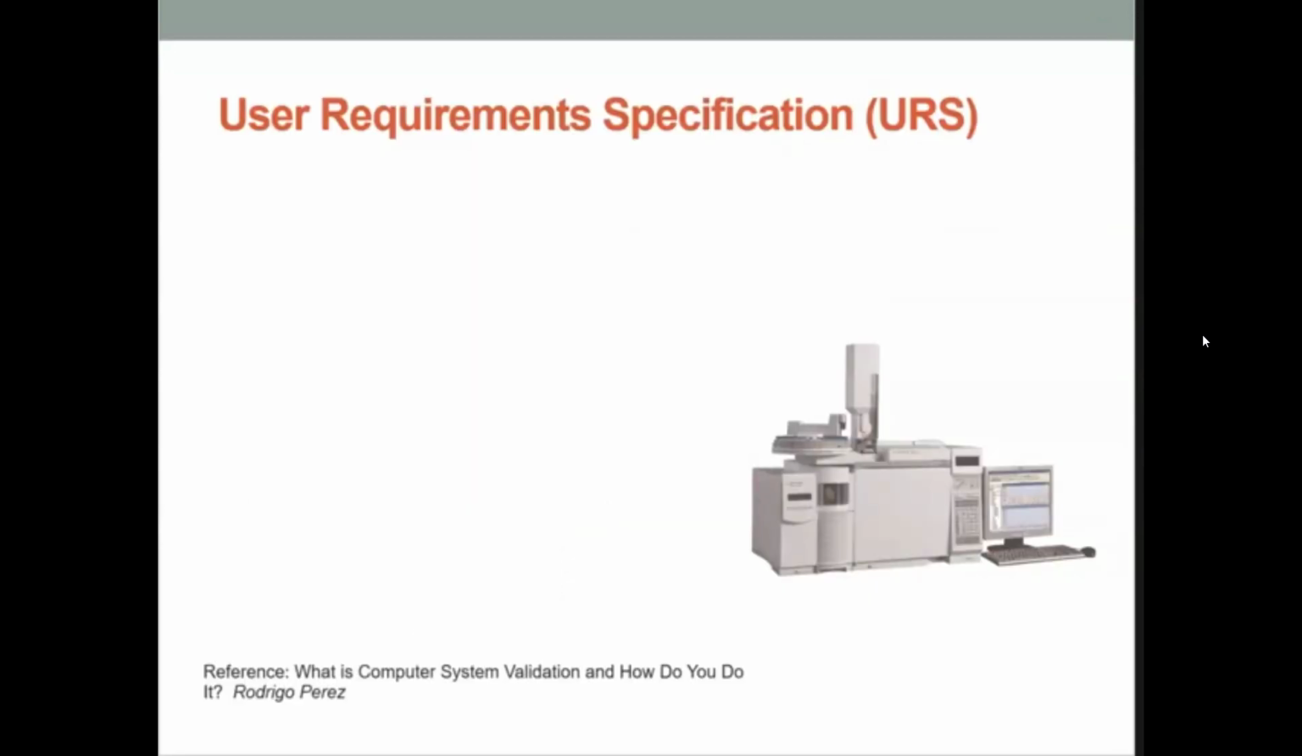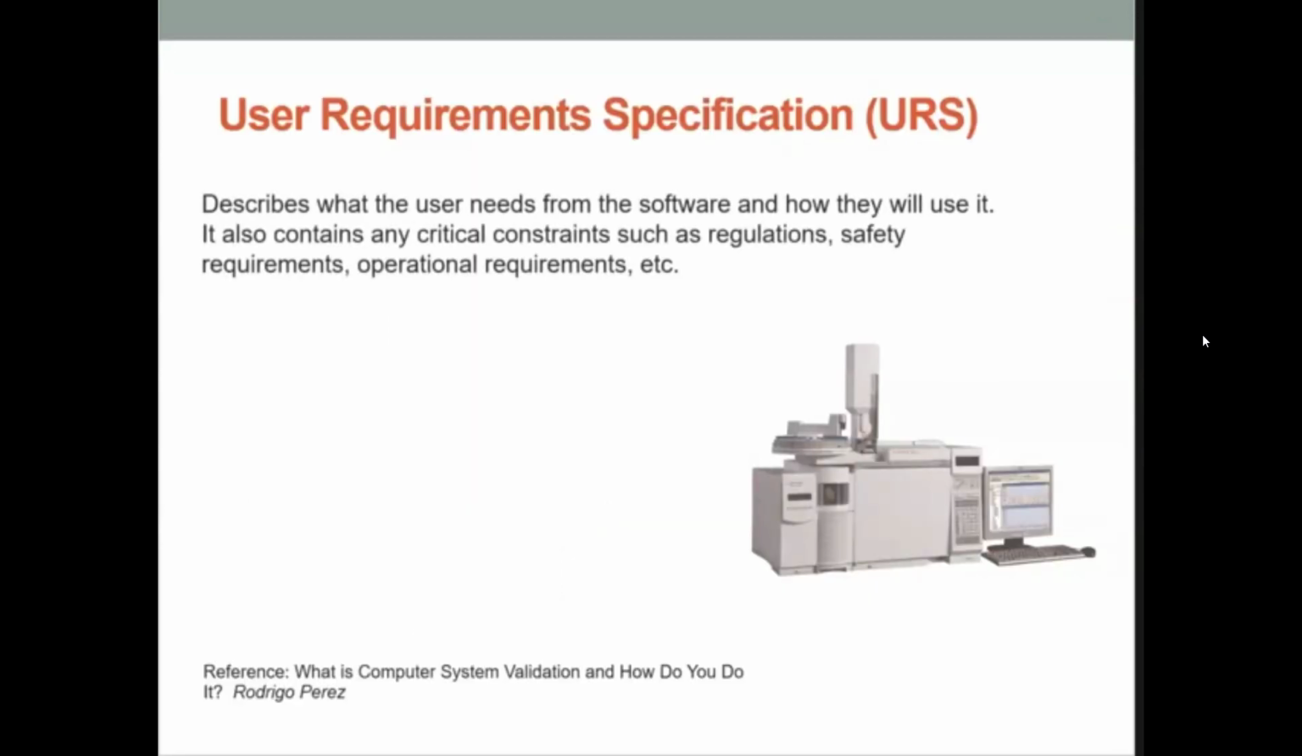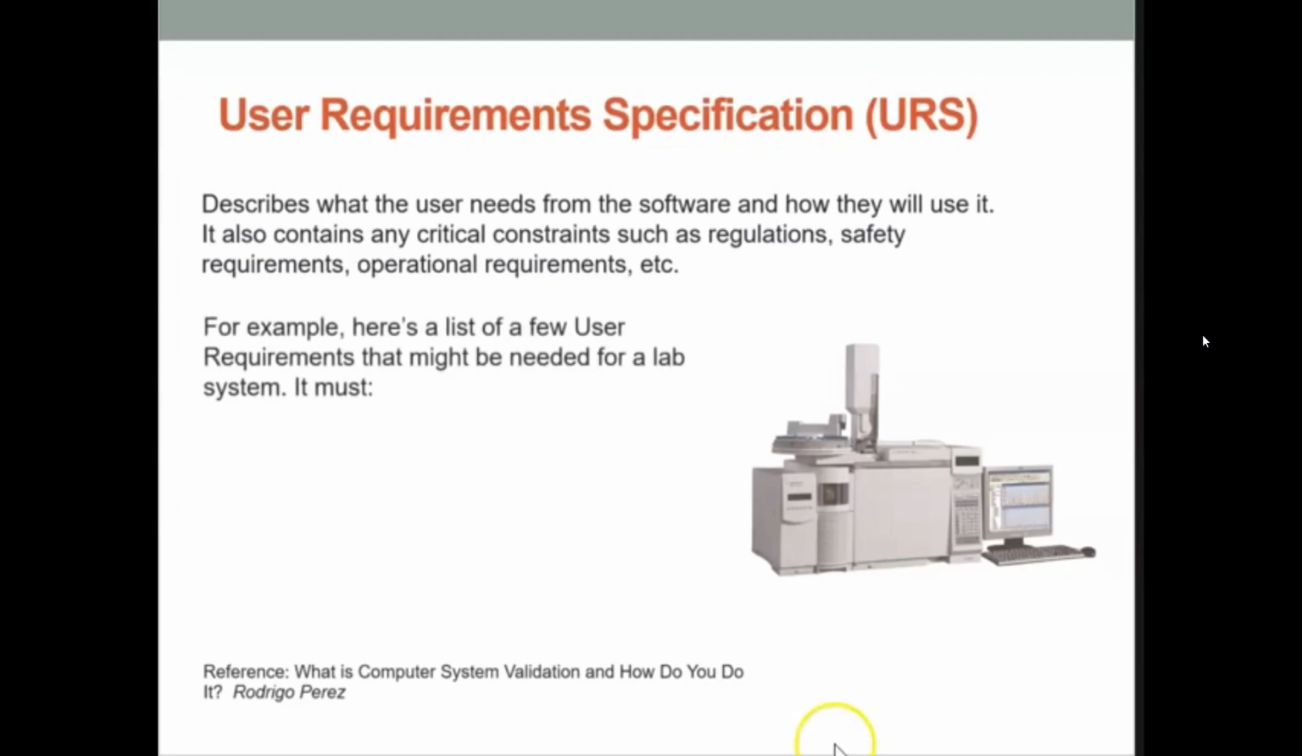The user requirement specification, the URS. This describes what the user needs from the software and how they will use it. It also contains any critical constraints such as regulations, safety requirements, or operational requirements, etc. For example, here's a list of a few user requirements that might be needed for a lab system.